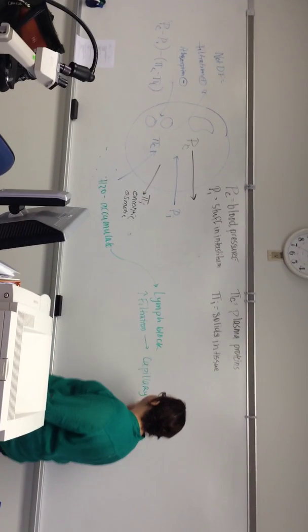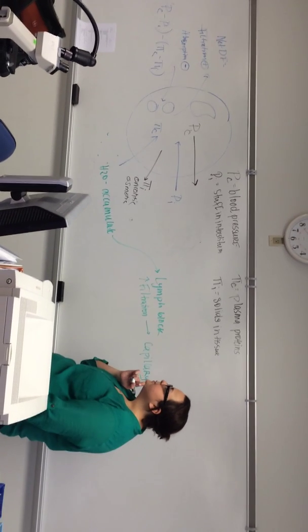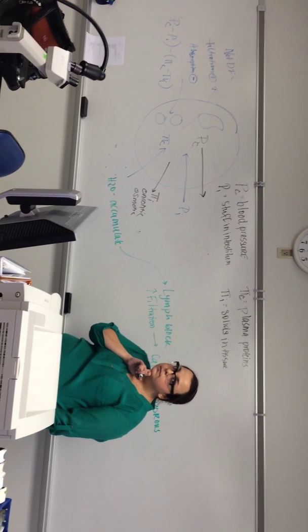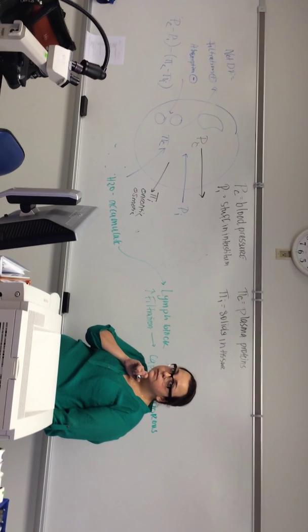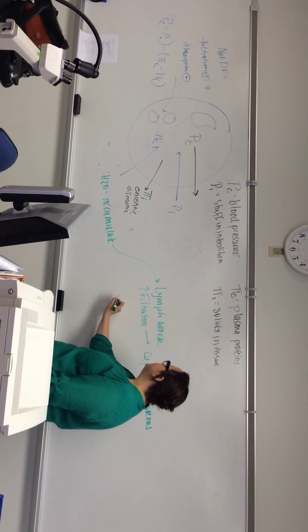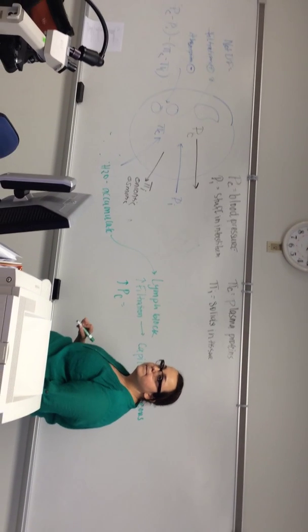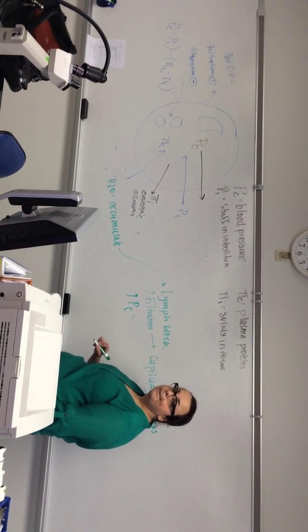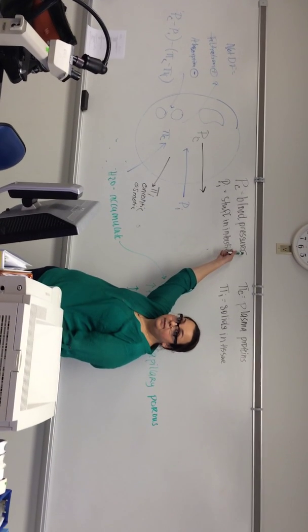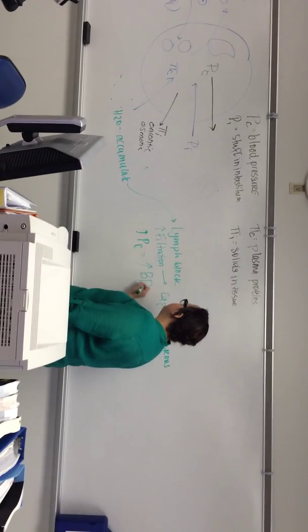Not only will we have to make the capillary porous, but we would have to increase one of the pressures. Which one? To increase filtration, you'd have to increase the hydrostatic pressure. We would have to increase pressure in the capillary. How can we do that? Increase blood pressure. Okay.